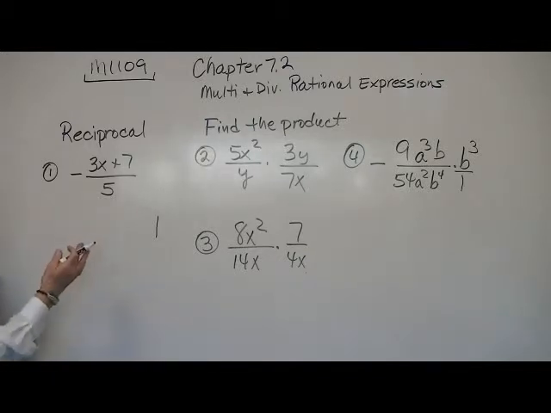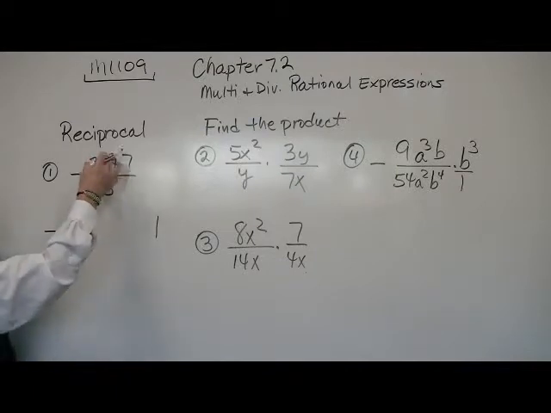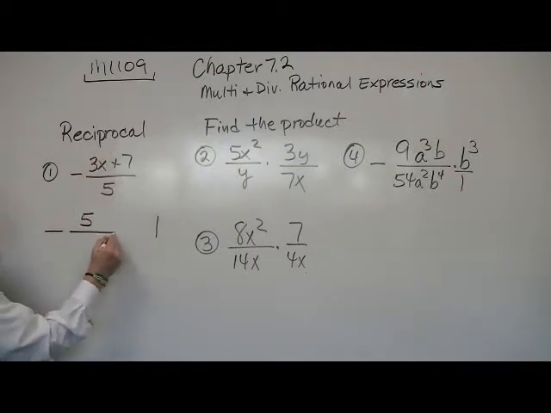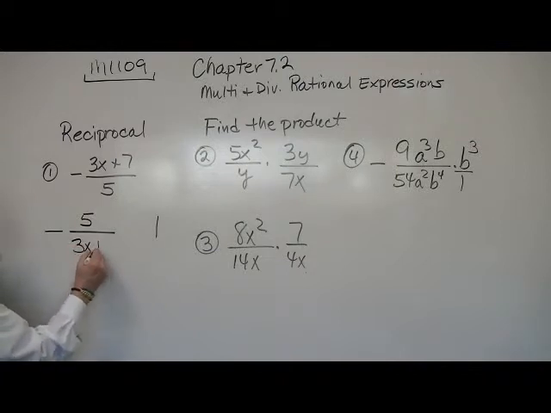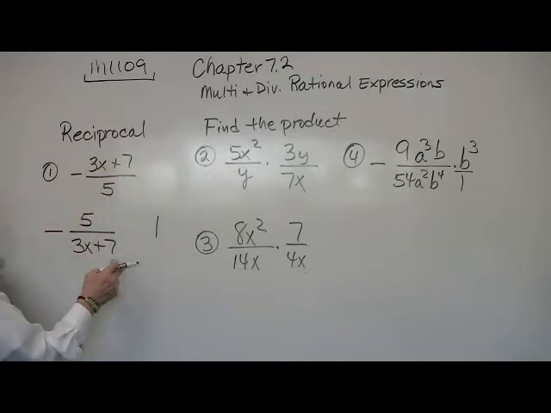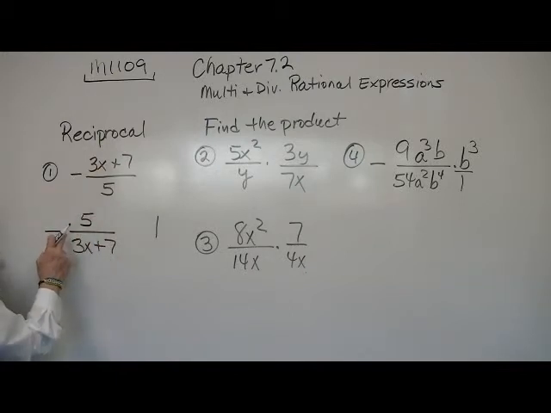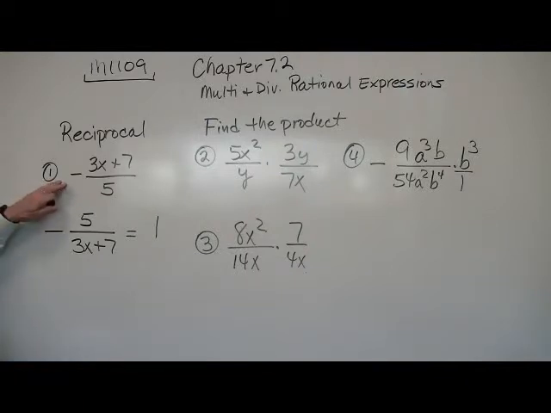Now, what's the reciprocal of this expression? Well, remember, it would be the same sign. Flip it over. So that if we multiplied this by this, the 5's would cancel out, this would cancel out, negative times negative would make it a positive 1. So for example 1, this is the reciprocal.